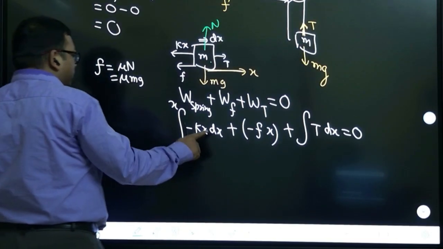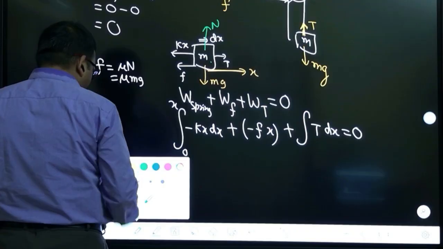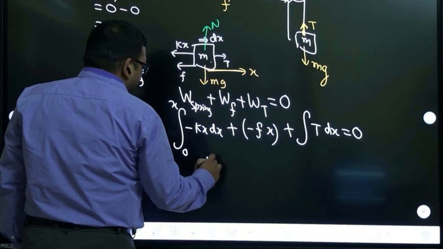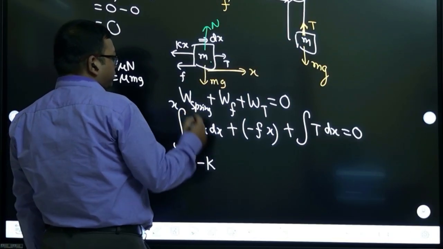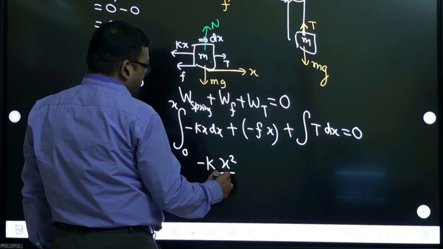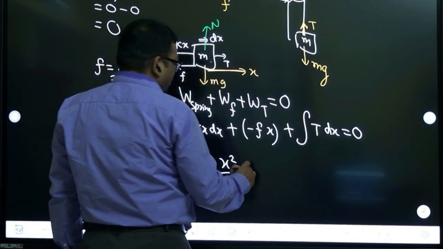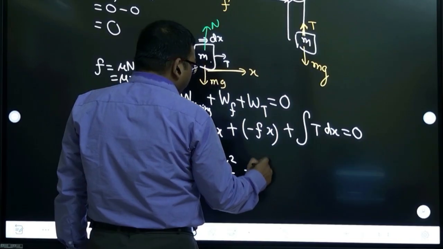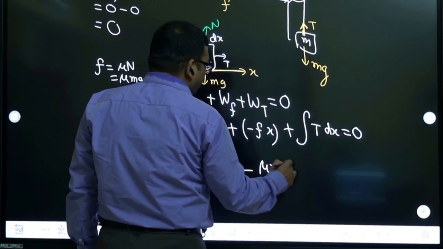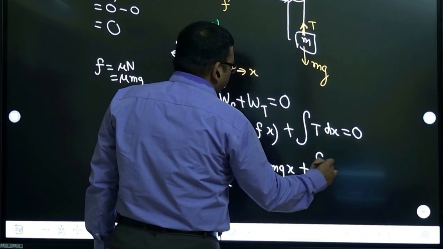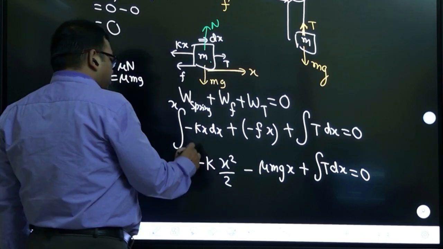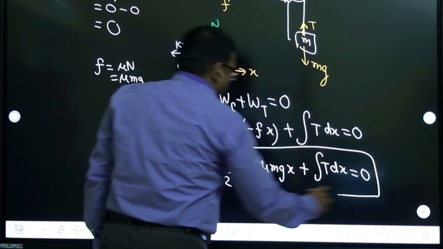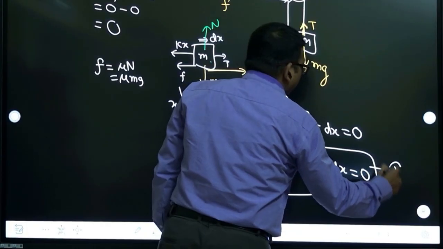Okay, this is the equation. Let us simplify this a little bit. If I take k constant, minus k times the integration of x gives x square by 2, with limits from 0 to x. This is minus friction, which is mu times normal, mu mg into x will come. But this term we do not know, leave it as it is. This is equation number 1. Then we will go to the second block.